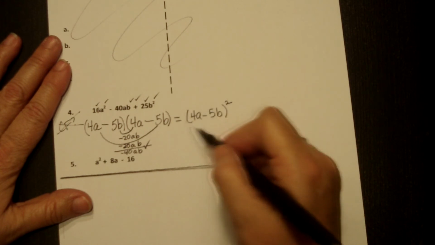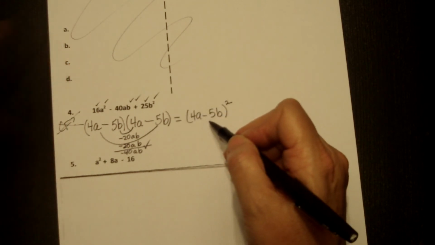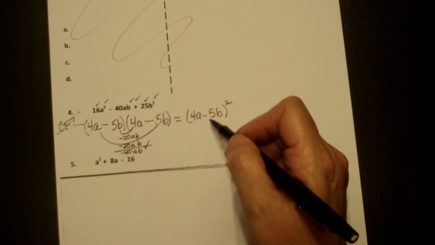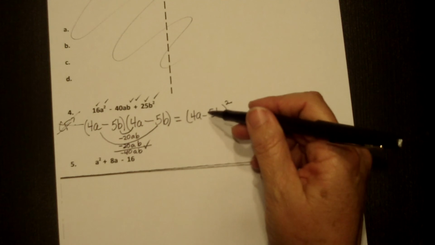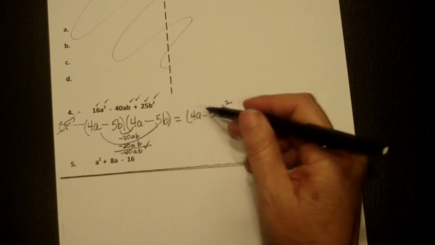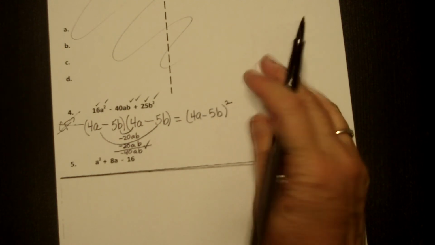Now, I can't do anything else to this. Remember, you have to check and see if you have squares. I didn't really talk about that on the other ones because they were pretty simple. But this one, we do have a square for the 4, but nothing else is a square. So that's all I can do.